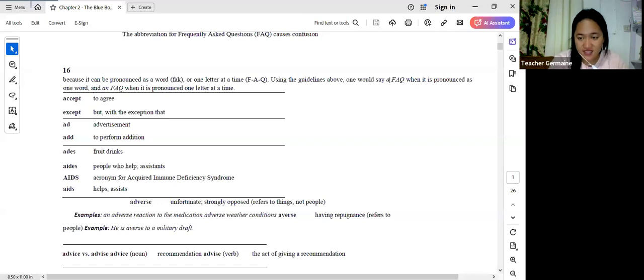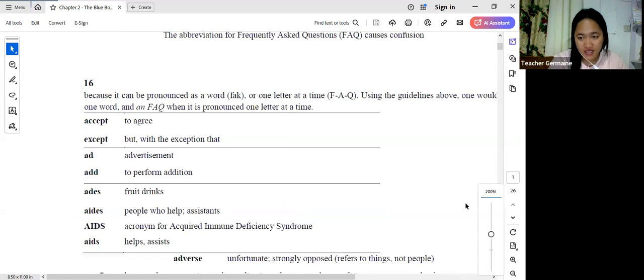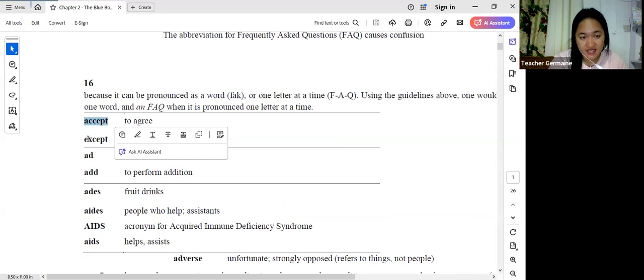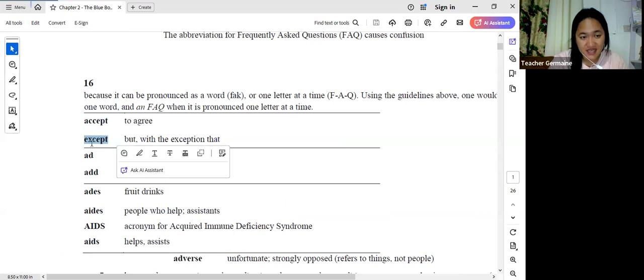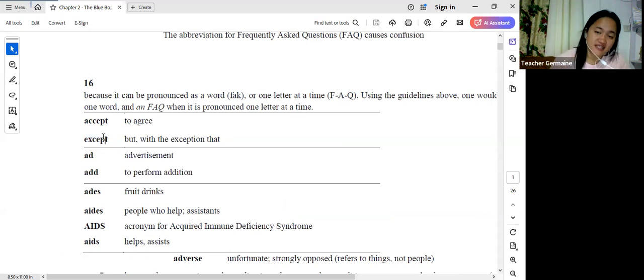Okay, so next part in here are examples now of homonyms. We have here examples of homonyms. So the first word here is "accept", the second word is "except". What is the difference between the two? When you say "accept", that means to agree. When you say "except", that means with the exception. Okay, for example, I accept.